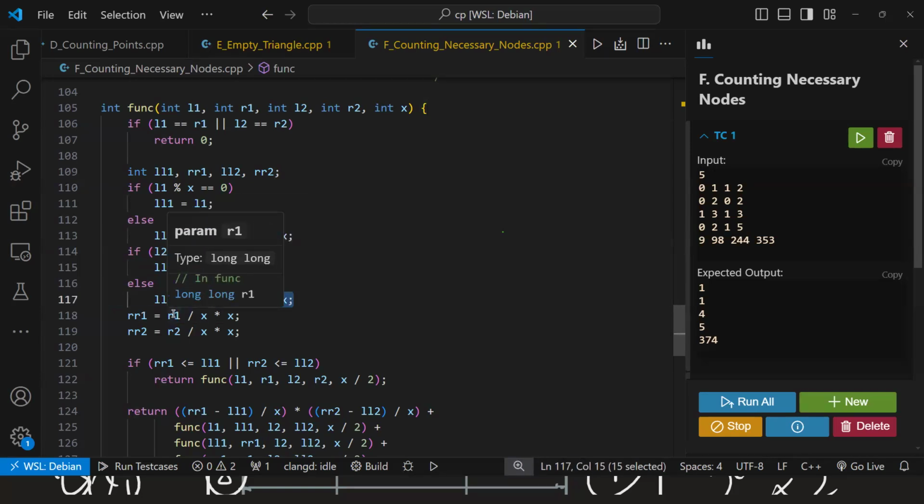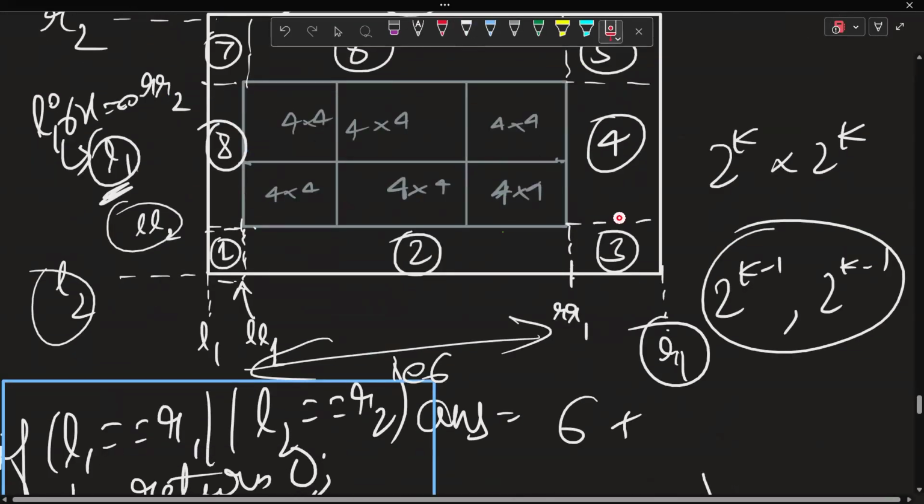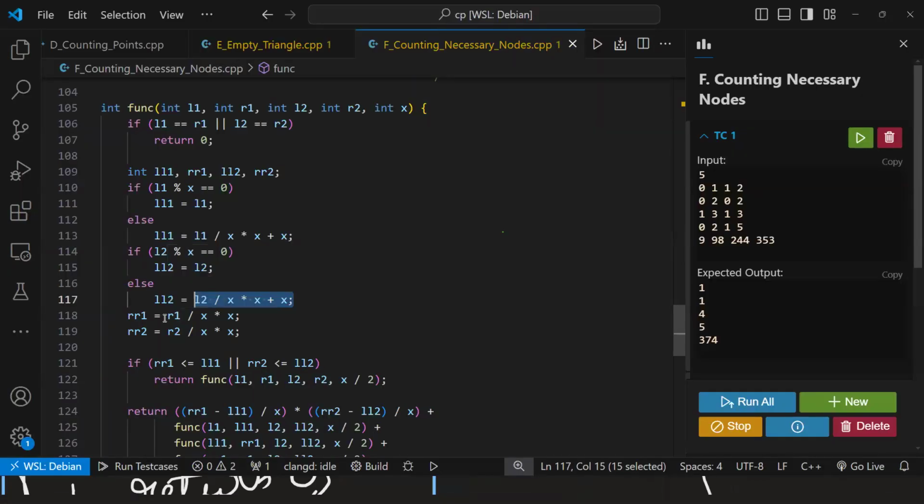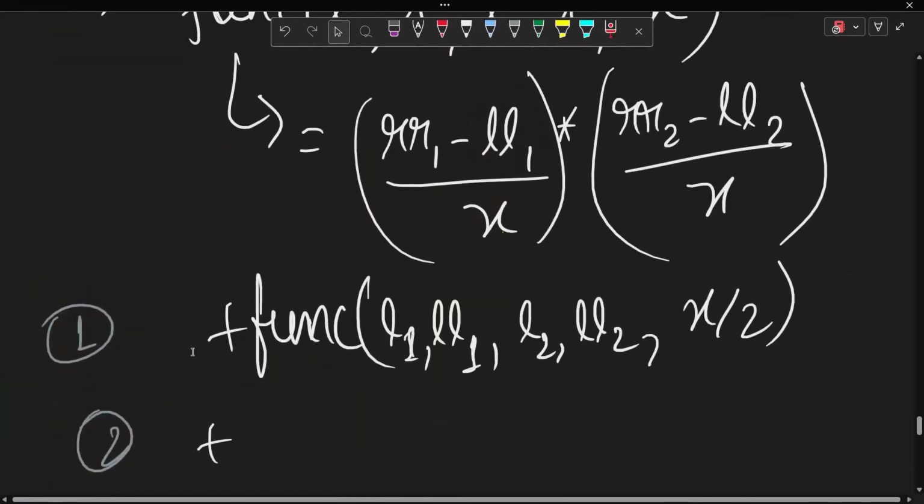And for R1 and R2, you need to get a value just below R1 divisible by x. So you can just directly write R1 divided by x into x and R2 divided by x into x. So you got LL1, LL2, RR1, RR2. Then just write these transitions.